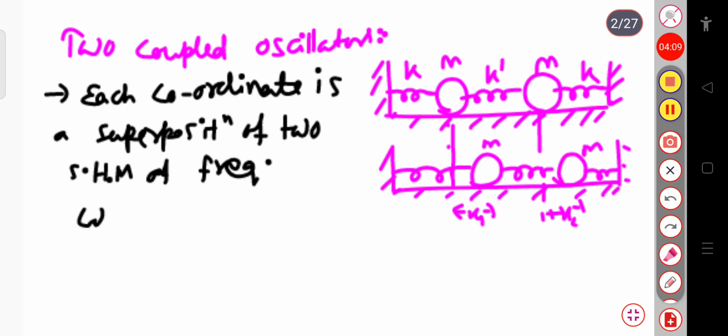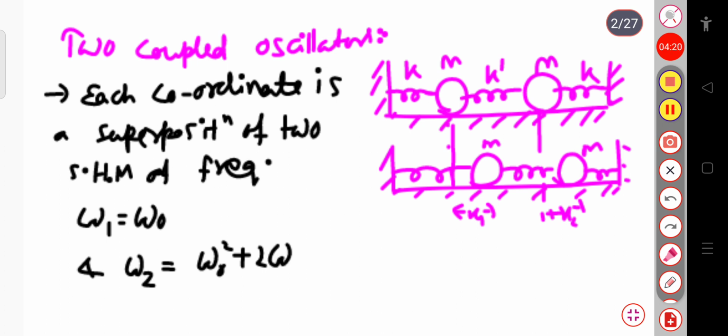omega 1 equal to omega naught, and omega 2 equal to the square root of omega naught squared plus 2 omega c squared. Then what is this omega naught? This omega naught is the angular frequency of the two oscillators when they are not connected; each vibrates with this frequency. That is, when there is no spring in between these two masses, they will each oscillate with the frequency omega naught. That is your omega naught.